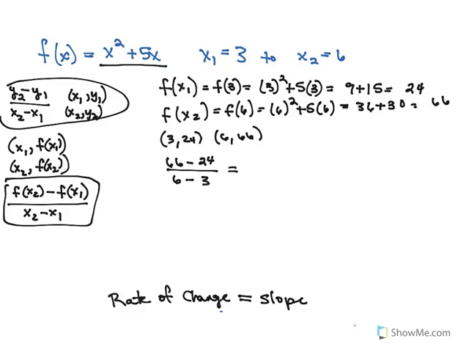Okay? So we're looking at 66 minus 24, which gives us 42 over 6 minus 3, which is 3. And 42 over 3 is going to give us 14. So our rate of change over the interval 3 to 6 is going to be 14. And that's rate of change.